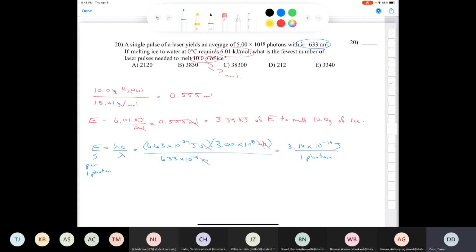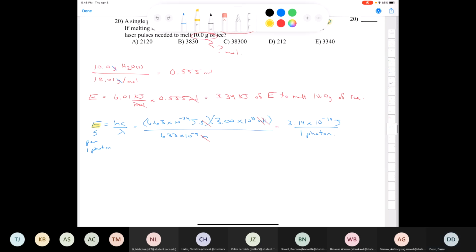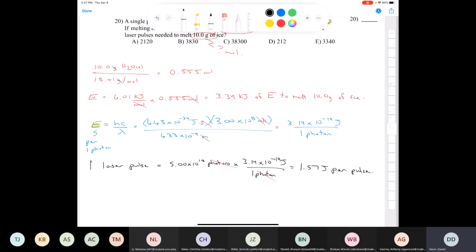I told you earlier this evening that when you look at a wavelength like this and calculate the energy, that's the amount of energy in one photon. Well, if I know that an average pulse gives me this many photons, then I can figure out how much energy I've got in a pulse. So one laser pulse has 5.00 times 10 to the 18 photons, and I know that I have 3.14 times 10 to the negative 19 joules in one photon. Photons cancel, and I'm left with the amount of energy delivered in one laser pulse. So I get 1.57 joules per pulse of the laser.